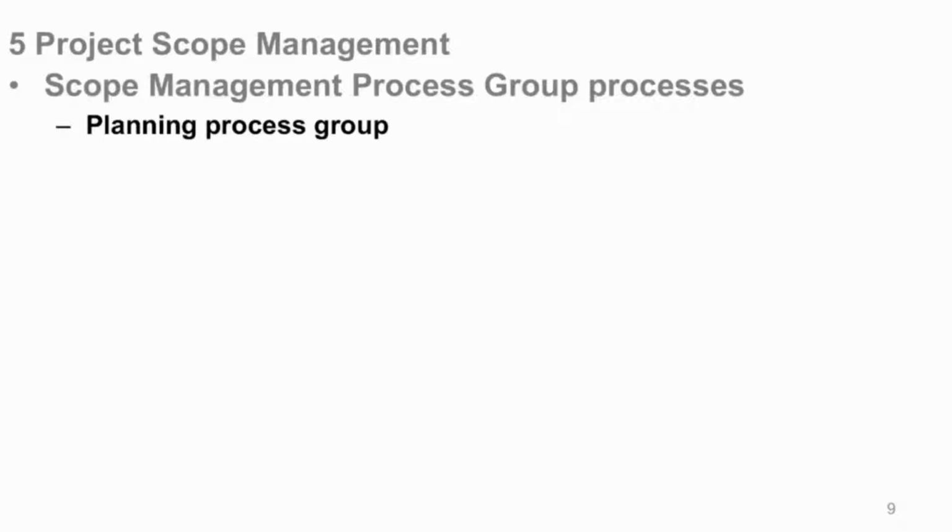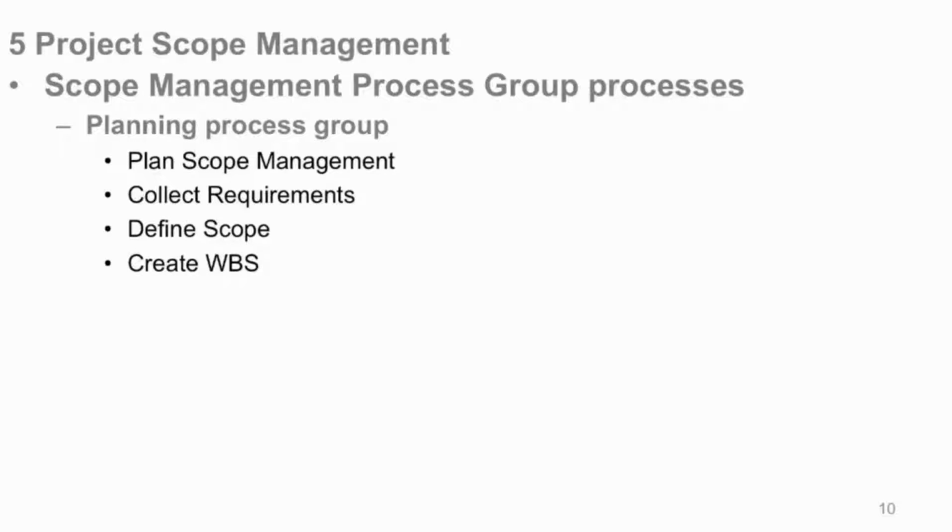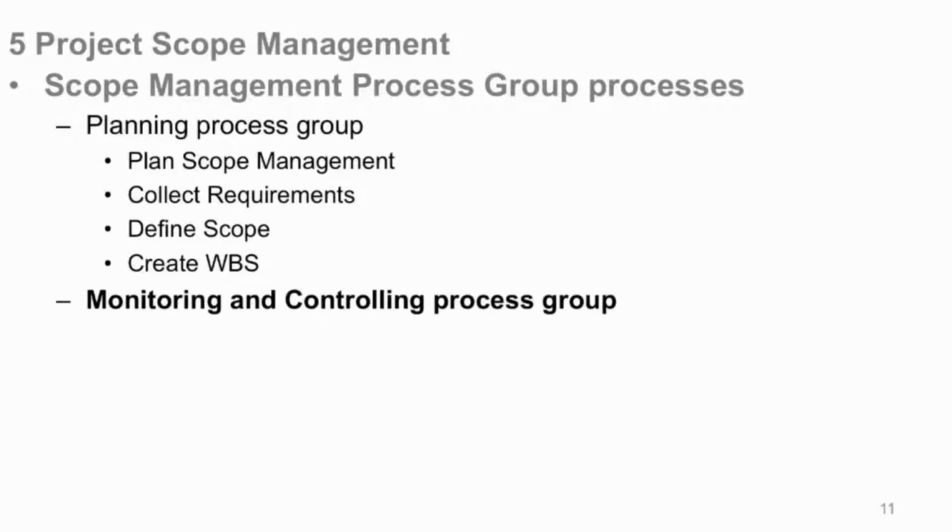Okay, there we are. Again, remember what a process is. It's the activities designed to produce a certain output. So that's what we're doing here. Here's our scope management process group processes. We're going to look at this a little different way at this moment. So we have a planning process group, and here's what's in that planning process group. We're going to plan scope management, collect the requirements, define the scope, create the WBS, and then we're going to go on into monitoring and controlling process group, where we're going to validate the scope.